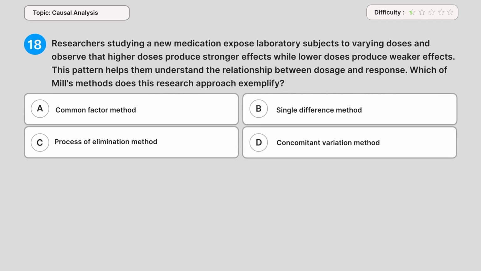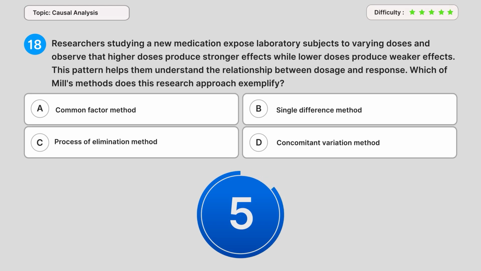18. Researchers studying a new medication expose laboratory subjects to varying doses and observe that higher doses produce stronger effects, while lower doses produce weaker effects. This pattern helps them understand the relationship between dosage and response. Which of Mill's methods does this research approach exemplify? A. Common factor method. B. Single difference method. C. Process of elimination method. D. Concomitant variation method. Can you guess the answer?